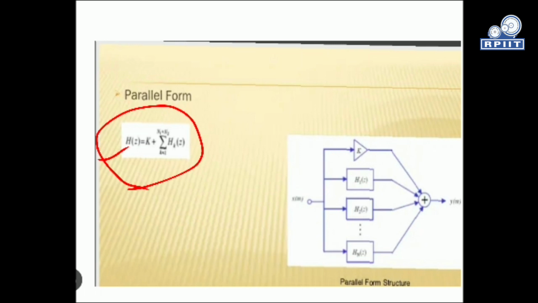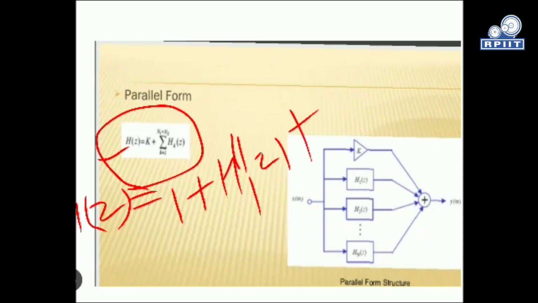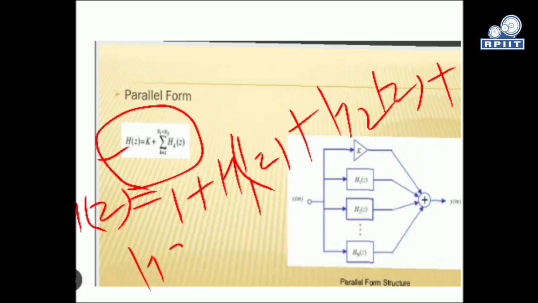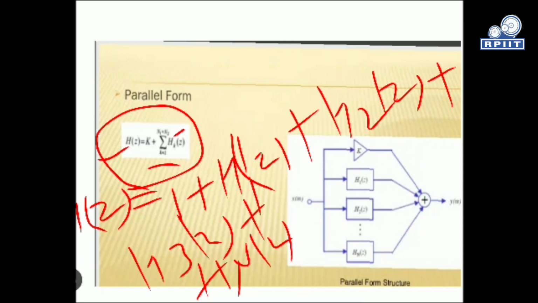If we solve this equation, then we get H(z) equal to the summation, where k we are considering is nothing but 1. If we consider 1 plus, then the summation goes as k1, H1(z) plus H2(z) plus H3(z) plus up to Hn(z). So this is the equation we have solved. We just put this value of k in this equation, right?